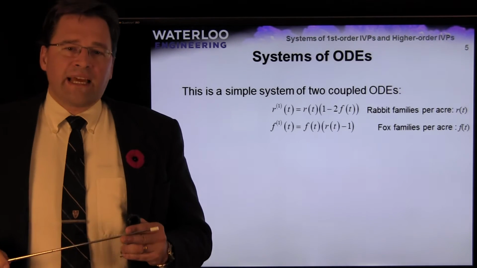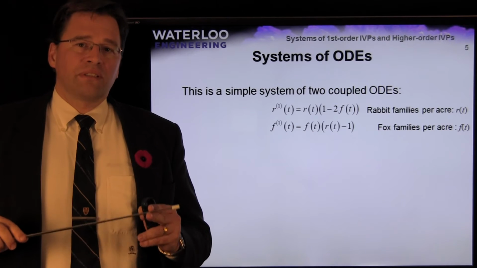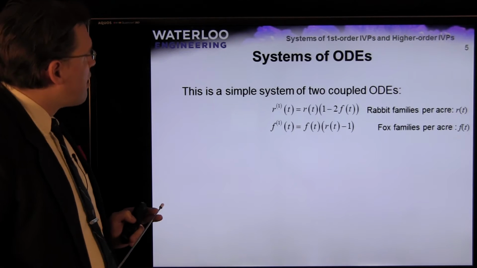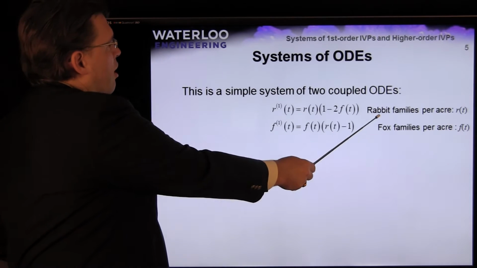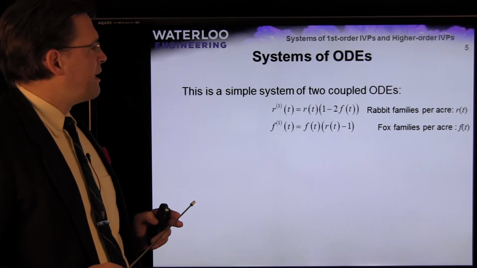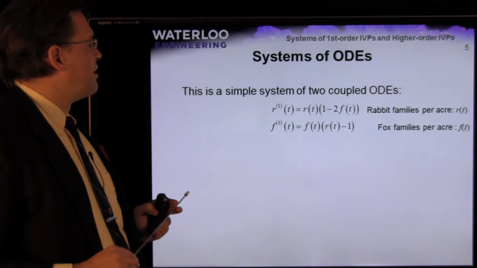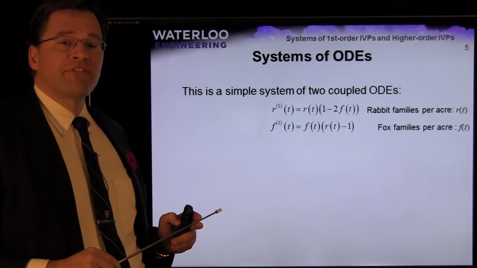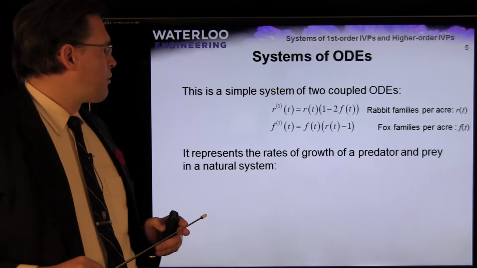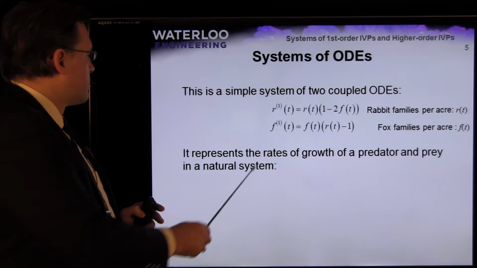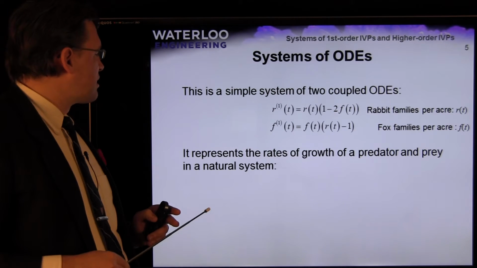So here's an example. Here's a very simple system of two coupled ODEs. The first one tells us how many rabbit families there are per acre, R of t. The second gives us the number of fox families per acre, F of t. Now, this represents the rate of growth of a predator and a prey in a natural system.